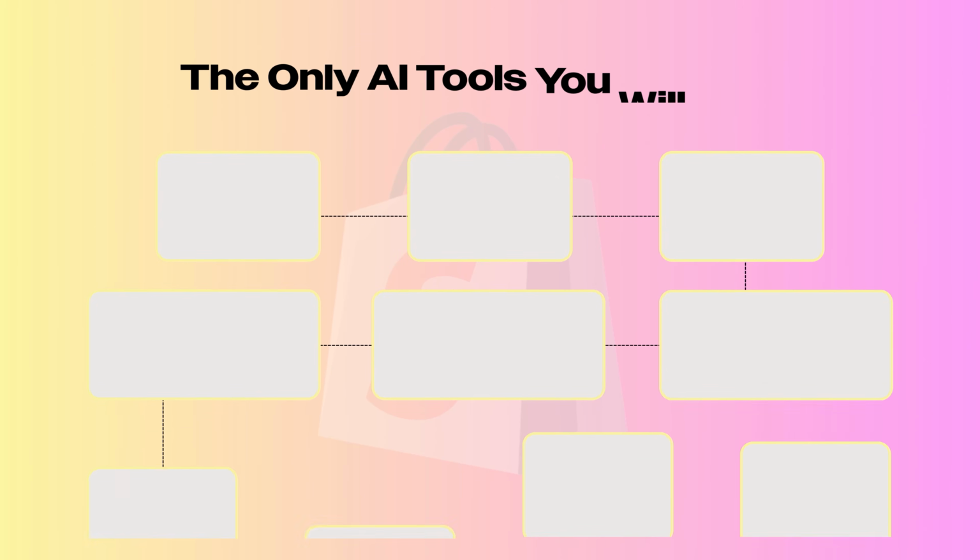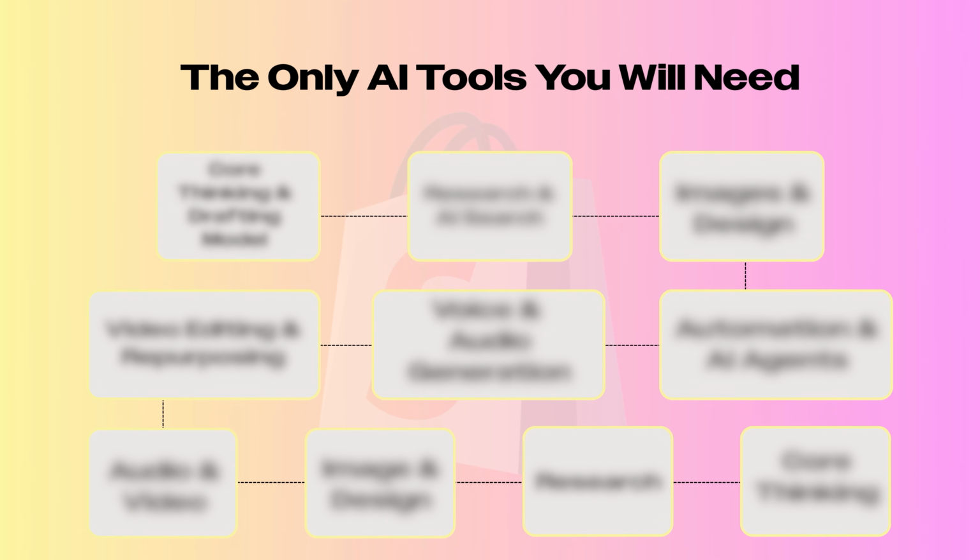A clean, no overlap stack that covers everything from brainstorming to research, content creation, automation, and running your store. That's exactly what we're building today. By the end of this video, you're going to have a complete AI toolkit. 10 tools, each one the best at what it does. So you can stop searching and start actually getting things done.